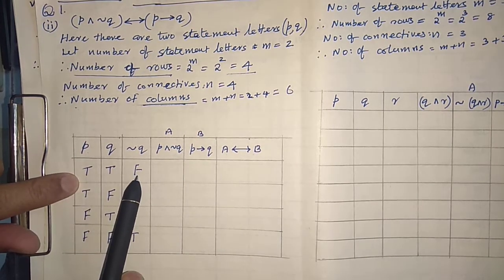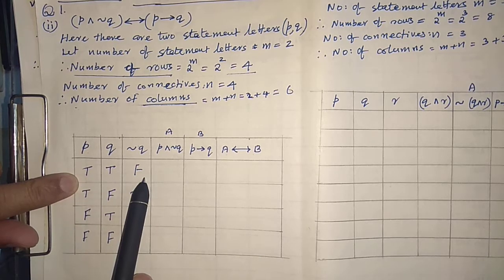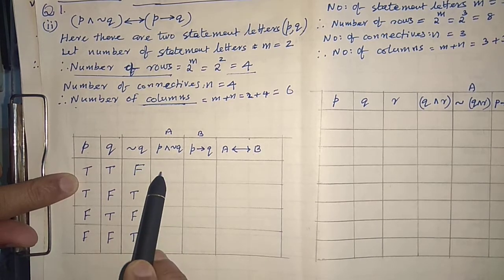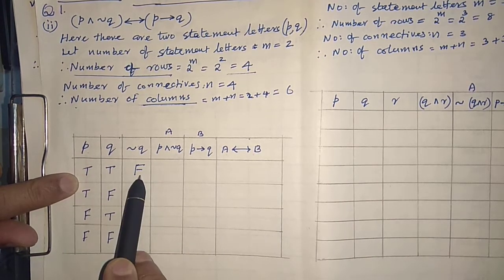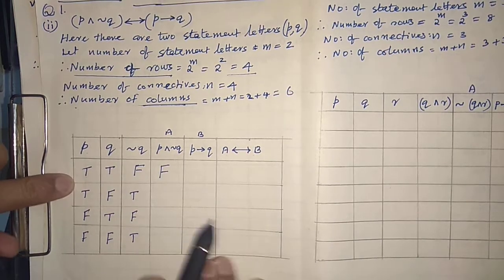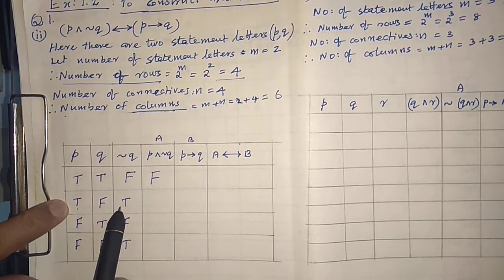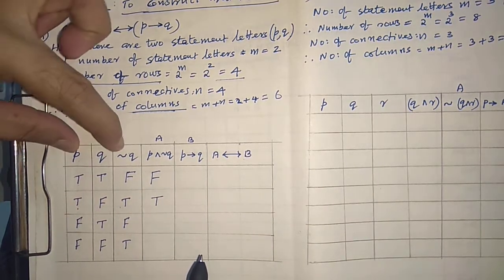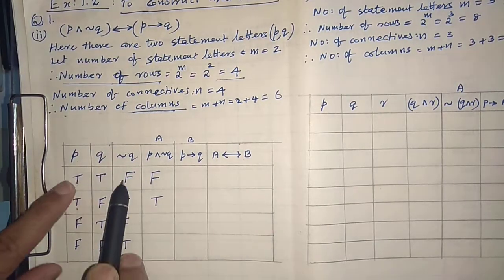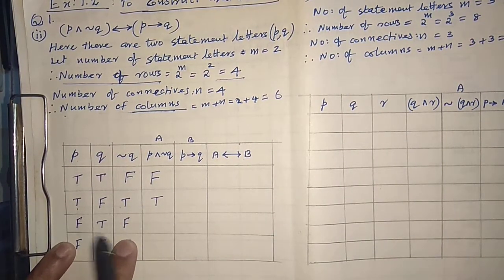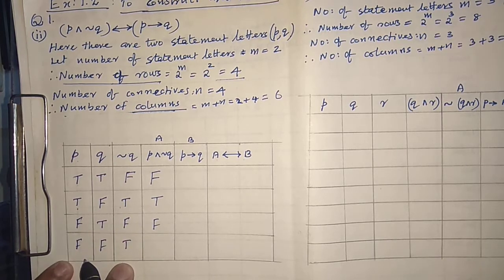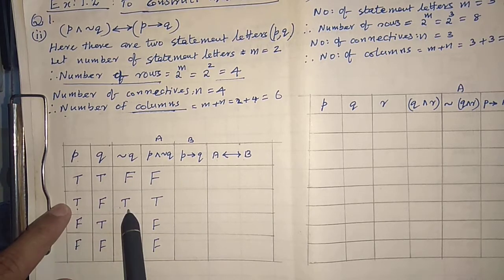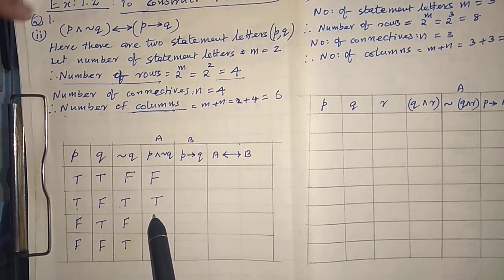Now P conjunction negation Q. In conjunction, both should be T, then only it is T. Here one is T and the other is F, so it is F. Here both are T, therefore T. We consider the first and third columns. Where both are F, it is F; where one is F and the other T, it is F, because in conjunction both should be T. So we made the first one.